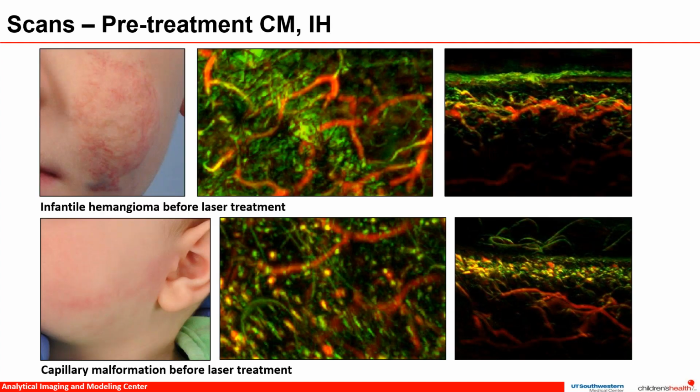Here are examples of pretreatment scans of the infantile hemangioma and capillary malformation that we saw before in previous slides. In the middle is the XY view, which is top down, as if you're looking straight down onto the skin. And on the right is the ZY view, which shows a cross-section of the tissue.